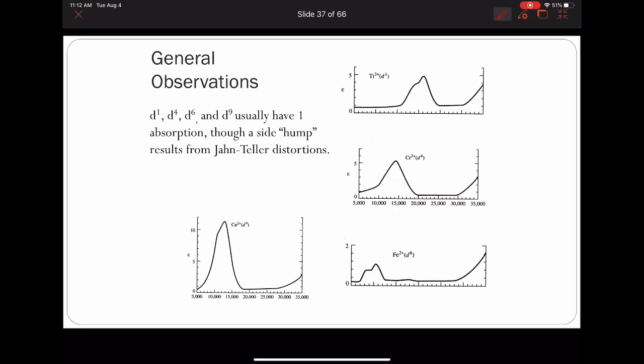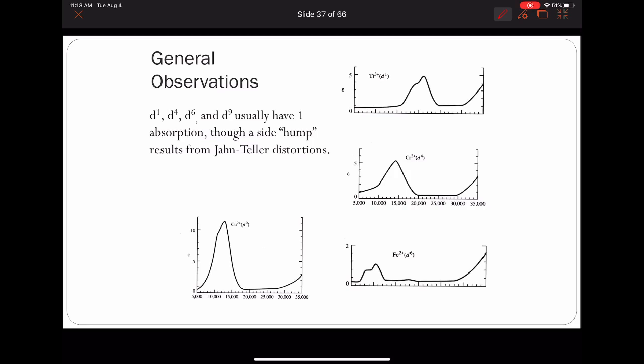So, let's go over some general observations for our different electron configurations. If we consider d1, d4, d6, and d9, these systems usually have just one absorption. Very oftentimes, though, we will observe a side toothed appearance or a shoulder on our bands that results from Jahn-Teller distortions within those systems.